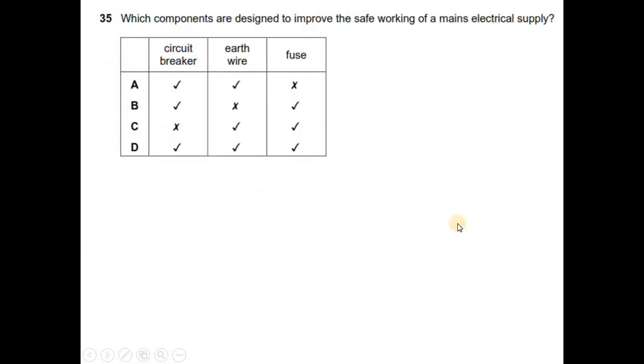35. Which components are designed to improve the safe working of a main electrical supply? Indeed, circuit breaker, earth wire, all the three are for safe working of the main electric supply. So the option is D. Quite a simple question.